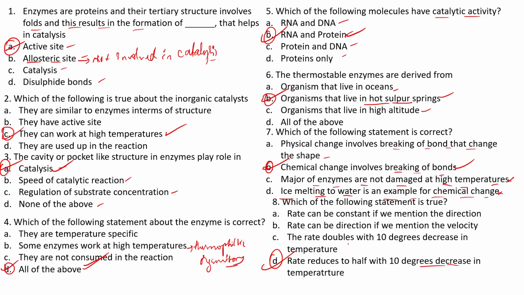But the rate doubles with the 10 degrees increase, not the decrease. The rate can be velocity. This is not direction or the constant. Rate can be velocity if we consider the direction. So the first two statements are also not true over here, along with the third statement. So the D statement is actually the true statement.